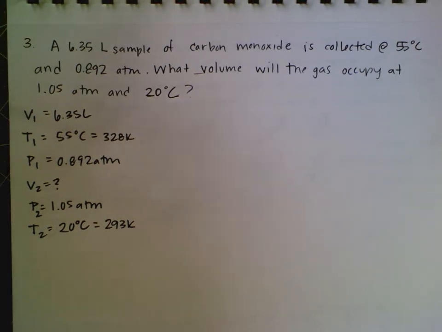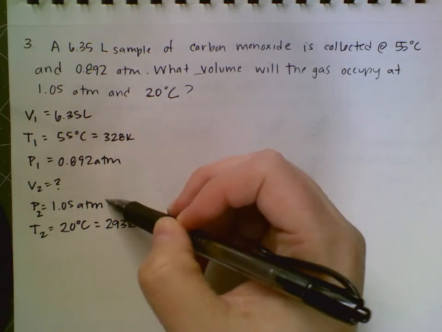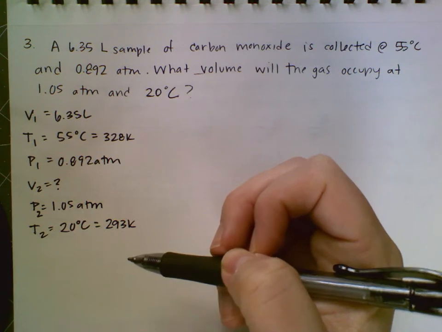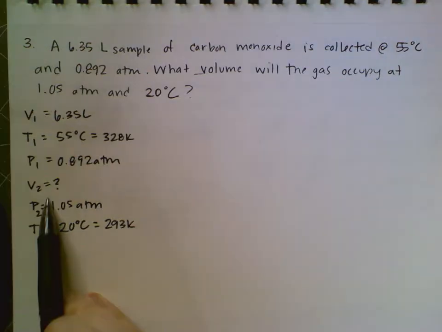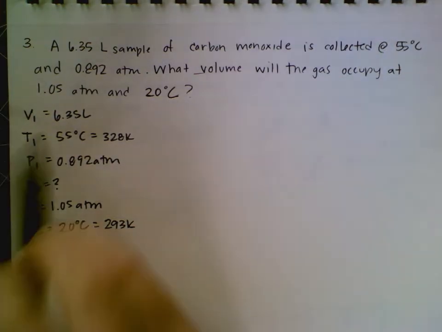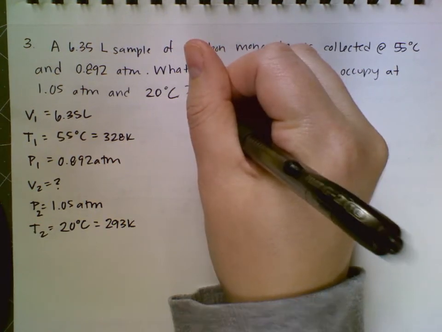If you think about what's happening, sometimes it's easy to predict what's going on. So in this case, the temperature is going down and the pressure is going up. So if you think about our relationships, as T goes down, the V is going to go down. And as P goes up, V goes down. So if we do this right, our volume should be less than 6.35. So let's do some algebra.